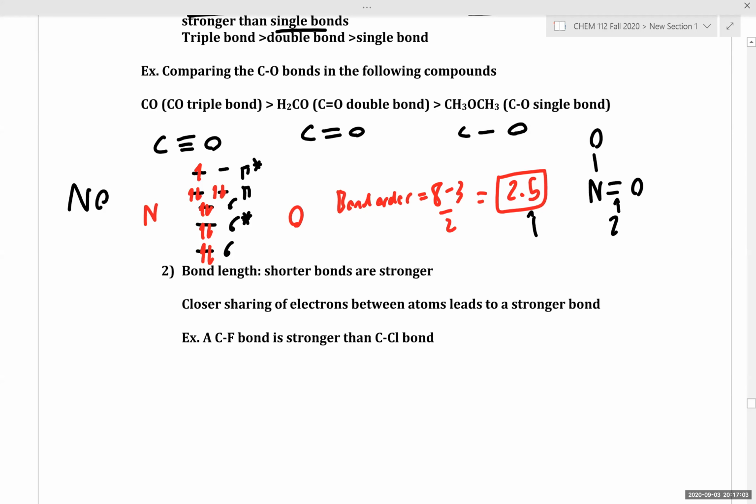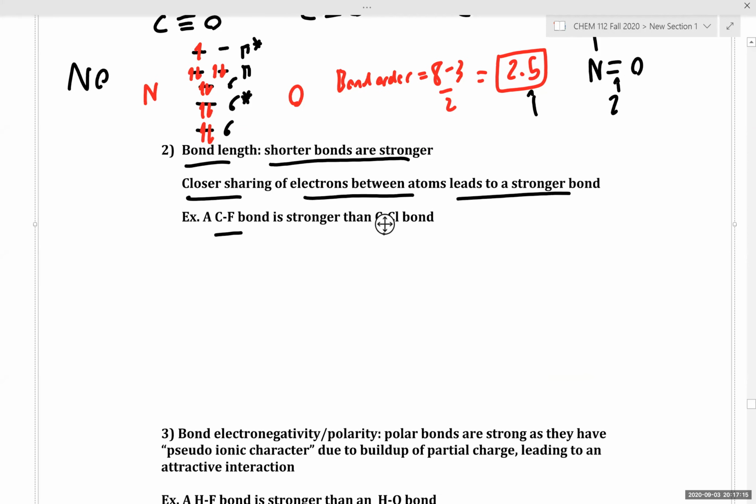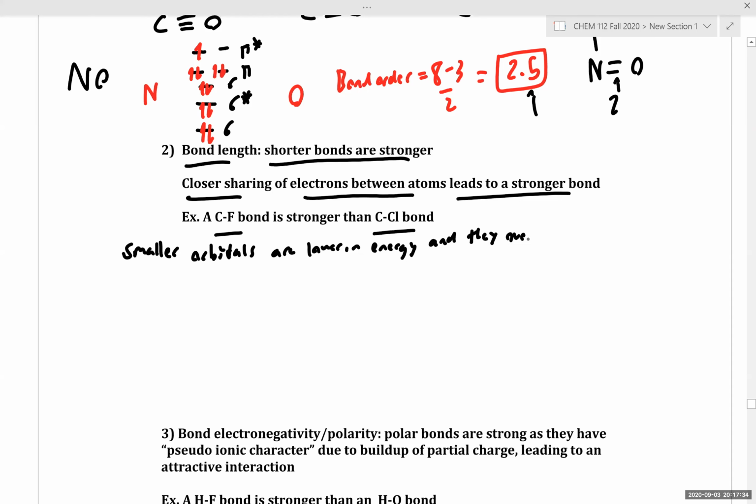So, bond length. In general, short bonds are stronger. A closer sharing of electrons between atoms leads to a stronger bond. So for example, a carbon-fluorine bond is stronger than a carbon-chlorine bond. Now, why is that? We're also looking at smaller orbitals, which are lower in energy and they overlap more efficiently.